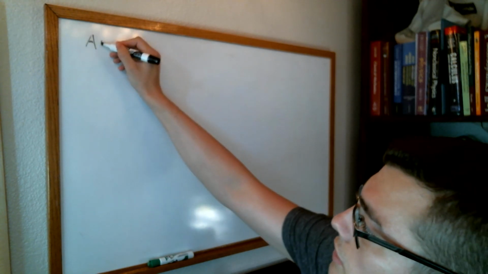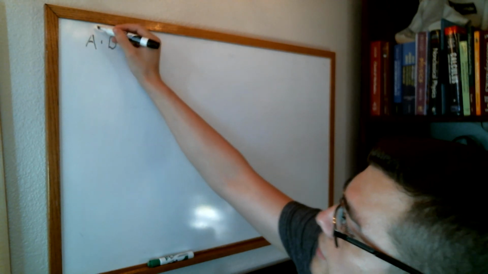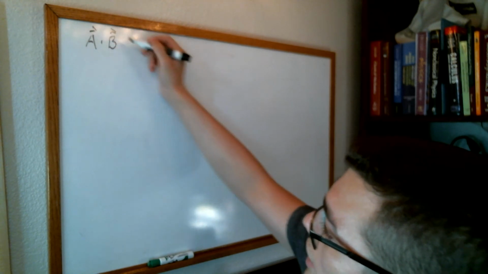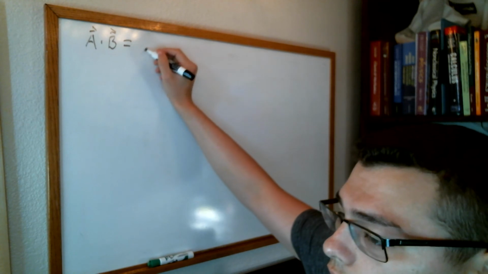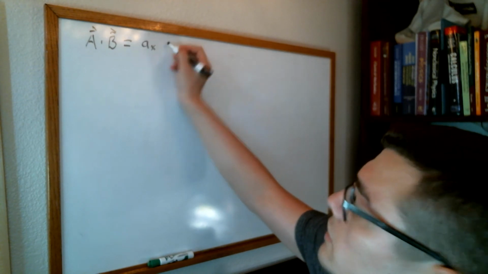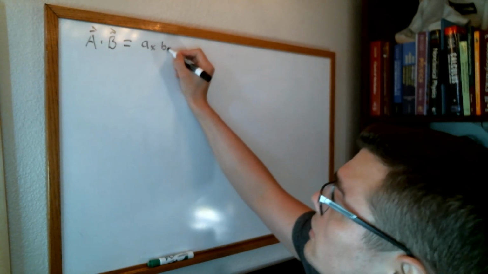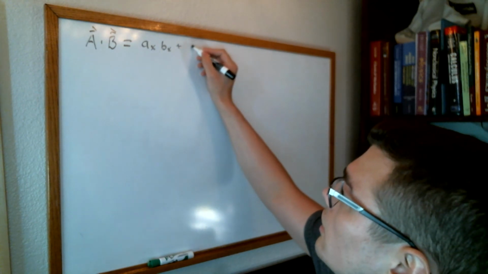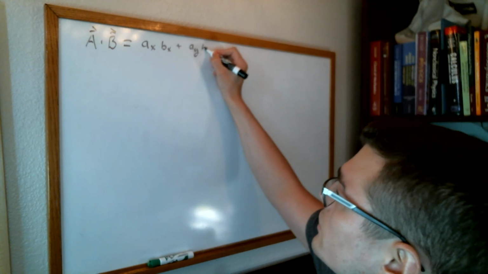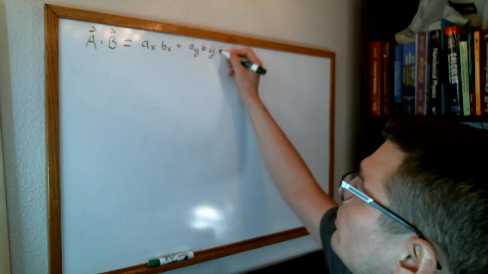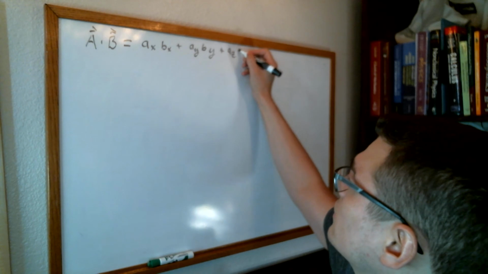Okay, so next thing on our agenda is to talk about dot products. So we're going to have our two vectors again, a plus b. You're probably sick and tired of seeing them, but here they are. And so the dot product of these two vectors is going to look like ax bx plus ay by plus az bz.